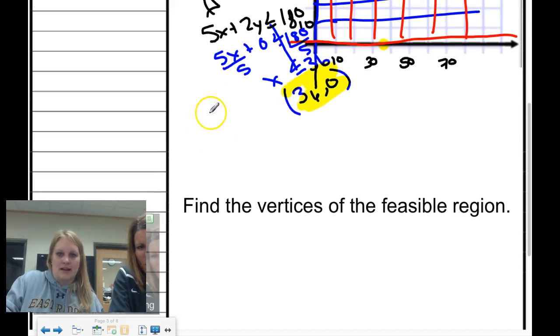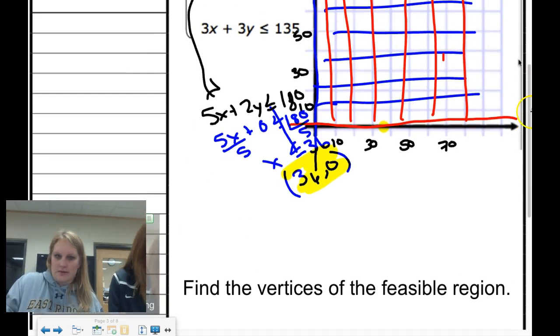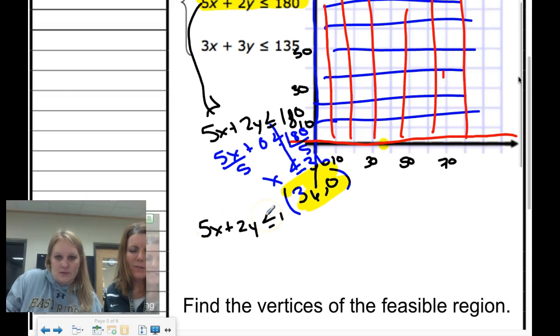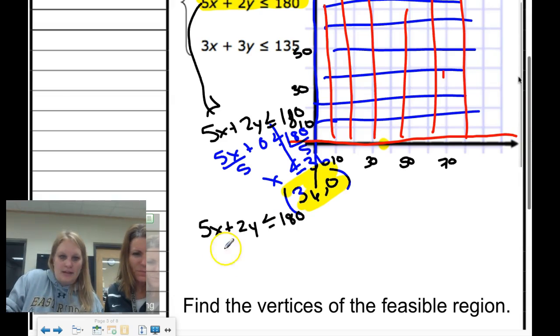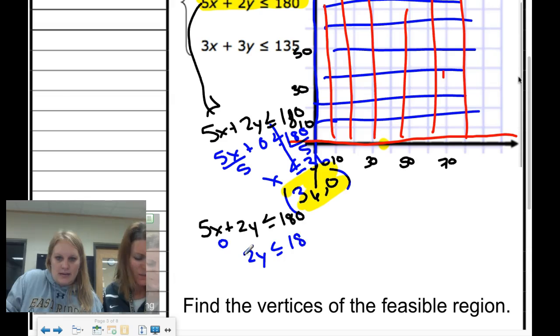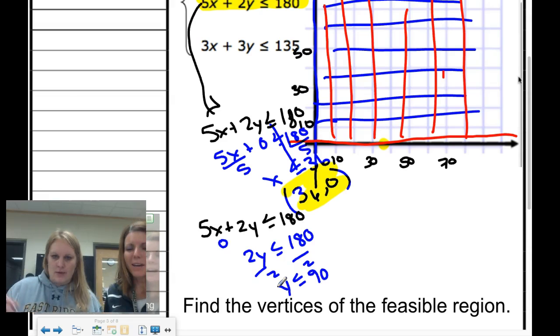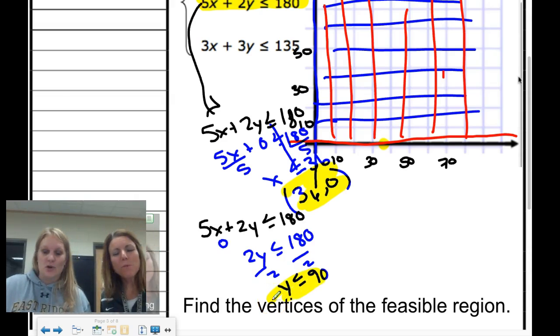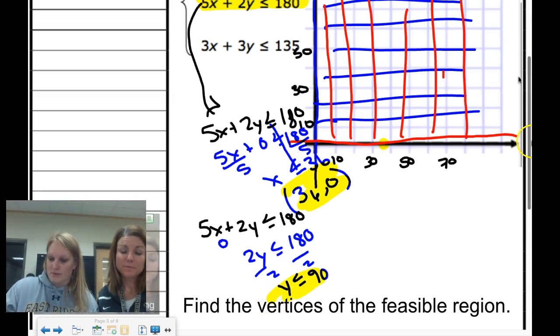Should I tell you the equation again? Sure. It's 5x plus 2y is less than or equal to 180. So now I'm plugging in 0 for my x. So I'm left with 2y is less than or equal to 180. Divide by 2, you get 90. I told you guys I can't do math, it's in my head. So what's our point? Our y-intercept is 0, 90.